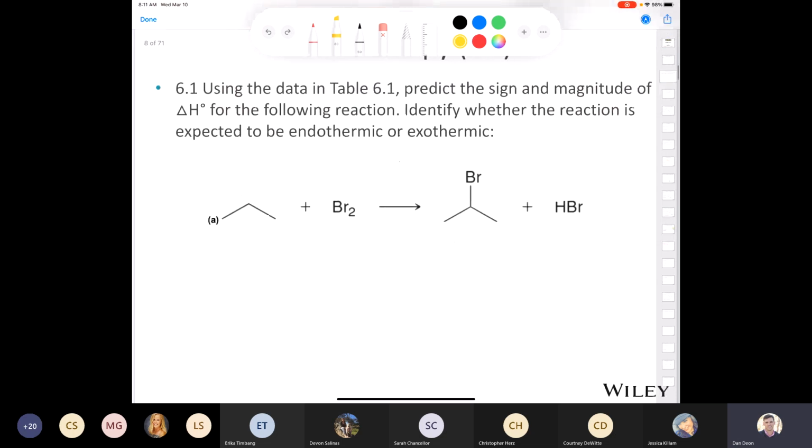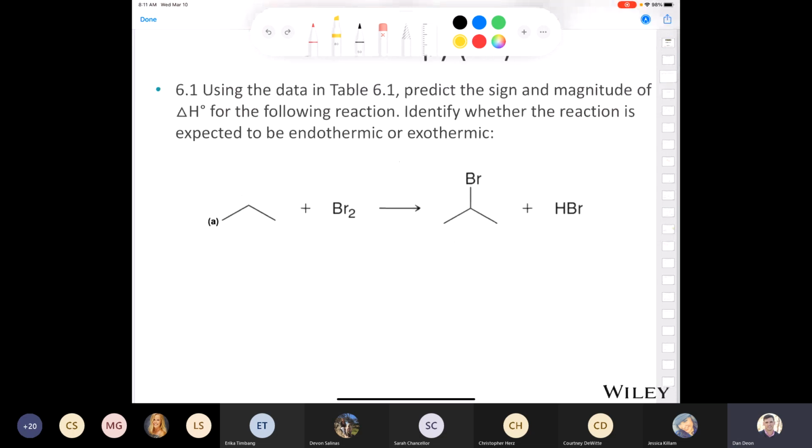Well, with all that in mind, let's see if we can use some data from table 6.1 in order to predict the sign and the magnitude of delta H for this reaction, and then we're going to identify whether the reaction is expected to be exothermic or endothermic. Well, if we take a look at what's going on in this reaction here we have a propane molecule, right? We know that this is CH3, right? There's a methyl group here, and there's a CH2 here, a methylene. But the only bond that's being broken in the propane is we have two bonds to hydrogen, right? And this carbon only has one bond to hydrogen. So the bond that's being broken is one of those carbon-hydrogen bonds.